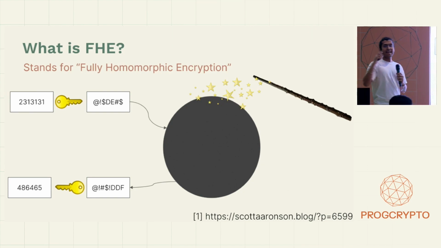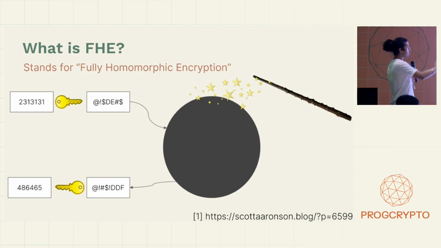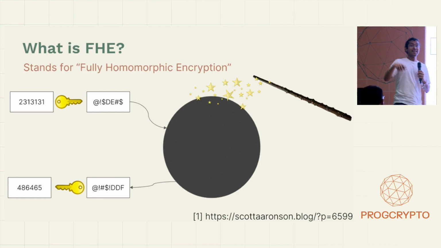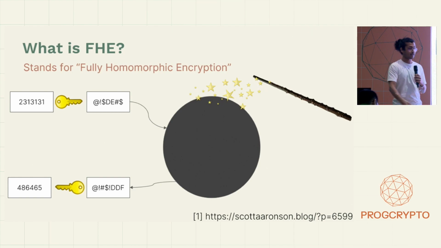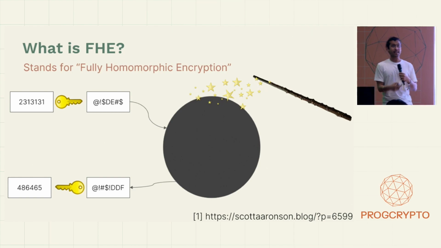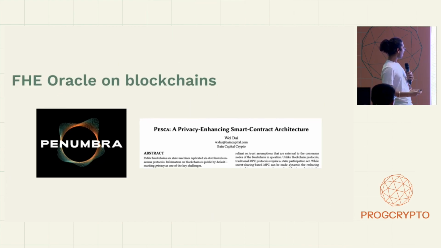And that someone else can compute any function on top of that ciphertext so that the same function is computed on your data and gives you an output ciphertext. And you can take that ciphertext, decrypt it to find the function evaluated on your data. And that's pretty cool. So today I'll be talking about something called FHE Oracle. Most of the ideas of this FHE Oracle come from Penumbra protocol and this paper by Wei Dai called Pesca.